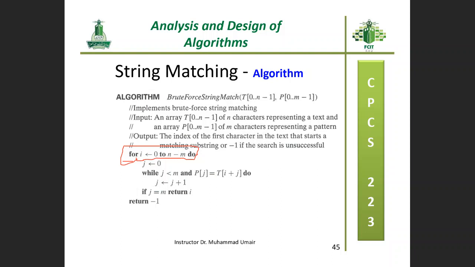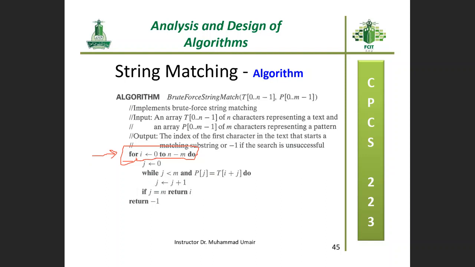Oh my God, what was the formula for the outer loop? We are talking about the outer loop. What was the formula? The formula was upper bound minus lower bound plus 1. So the upper bound is n minus m, minus the lower bound, which is 0, plus 1.